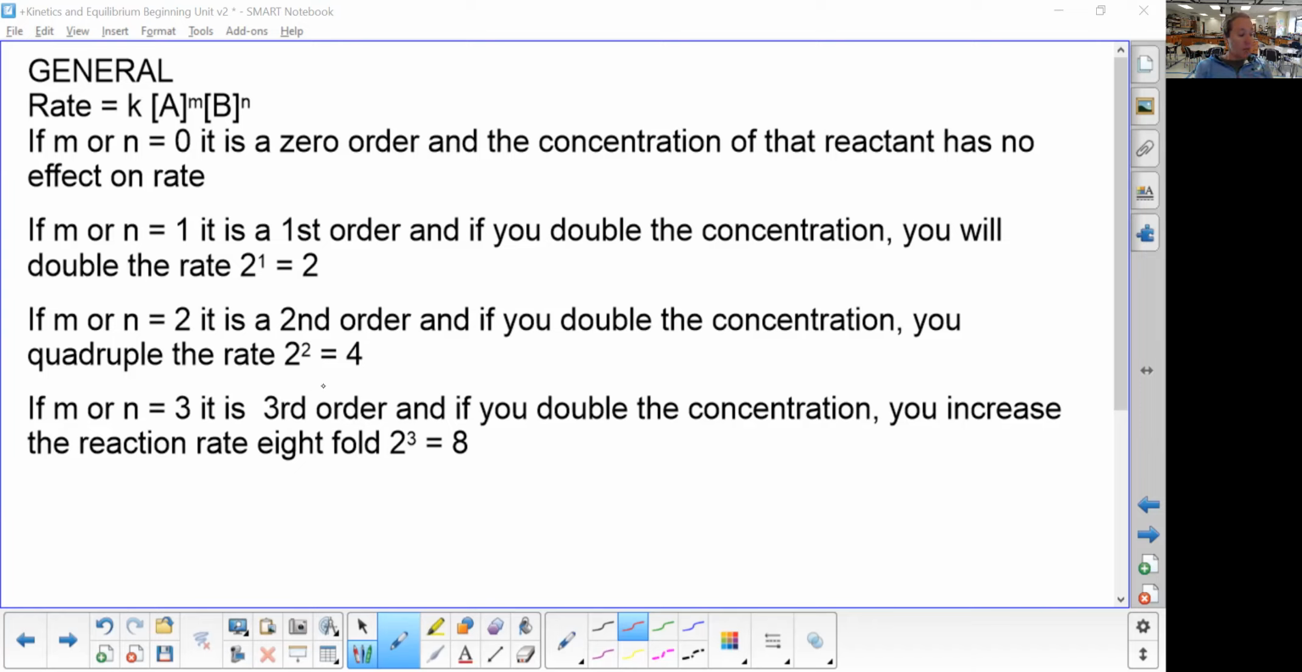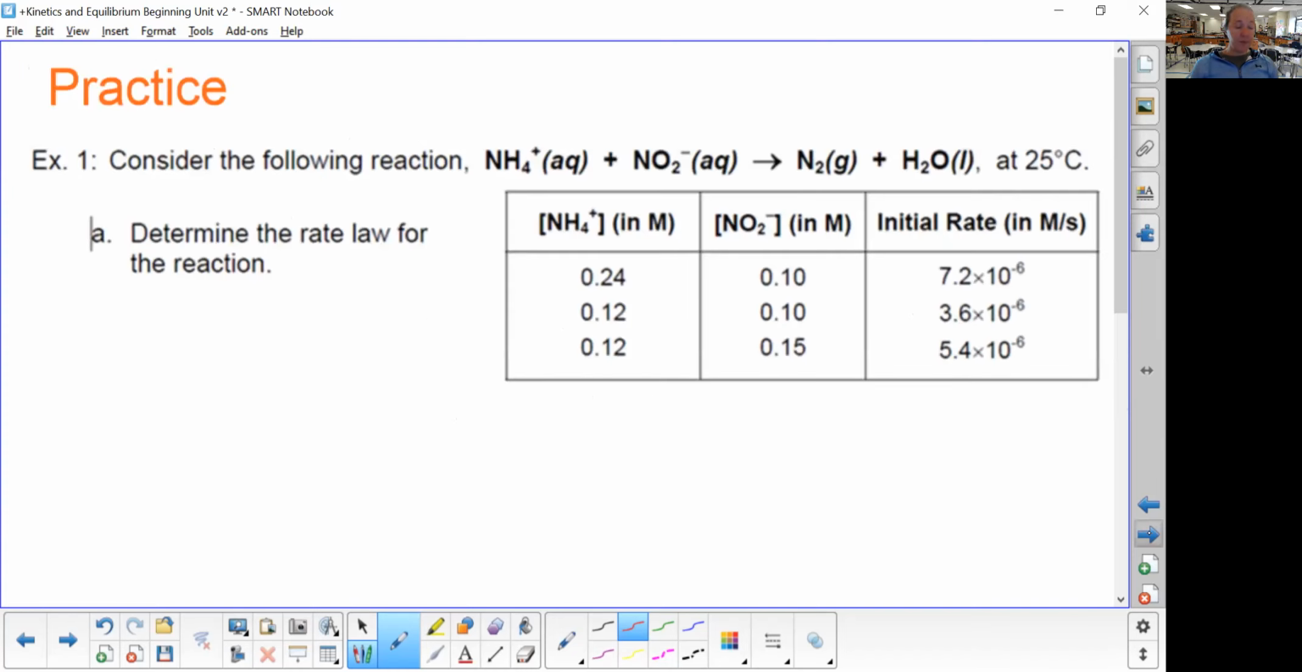And if M or N is equal to 3, then if you double the concentration, you're going to increase the rate 8-fold. So obviously the higher the exponent, the more that reactant affects the rate of reaction. And so you can just kind of see those are the common ones for trends. So let's do another one, different reaction here.